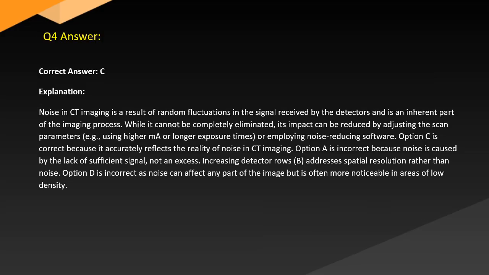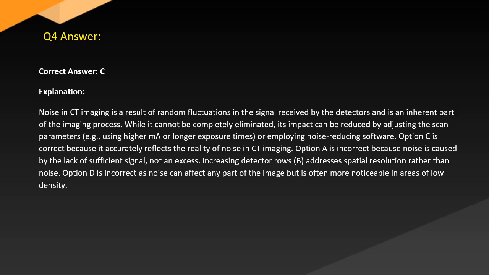Answer. Correct answer: C. Explanation. Noise in CT imaging is a result of random fluctuations in the signal received by the detectors and is an inherent part of the imaging process. While it cannot be completely eliminated, its impact can be reduced by adjusting the scan parameters, e.g. using higher mAs or longer exposure times, or employing noise-reducing software. Option C is correct because it accurately reflects the reality of noise in CT imaging.